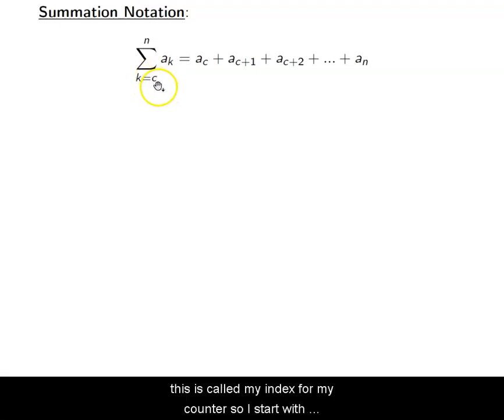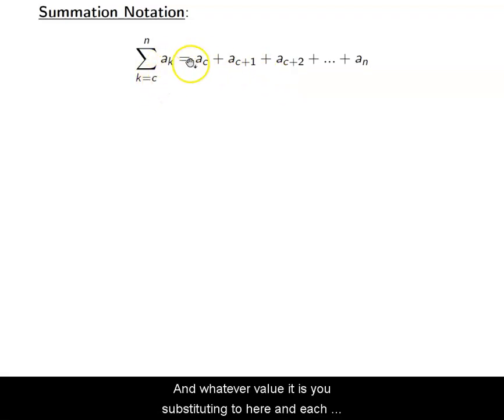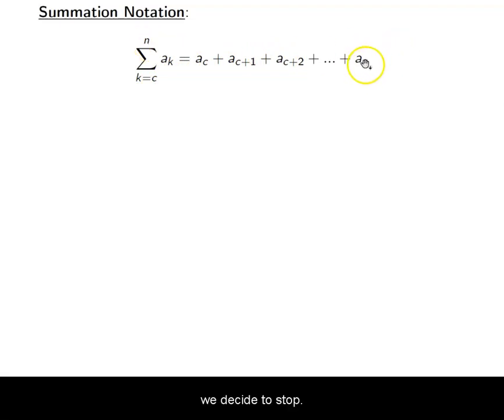So I start with whatever this number is and I substitute it for k. Then I go one up from that and I substitute it for k. And then I go one up from that, and so forth. So this counts by 1, and whatever value it is, you substitute into here. And each time you have a term, you add it together. N is where we decide to stop.